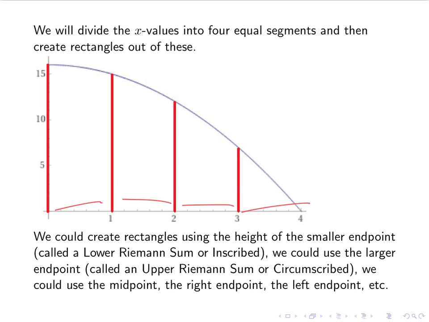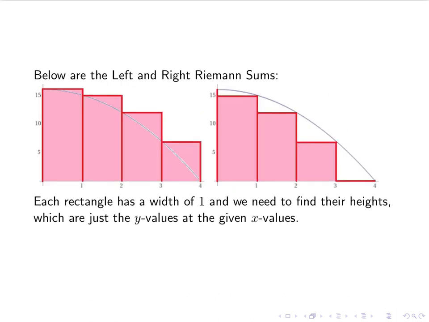We're going to create 4 rectangles with the same width, and then the height of the rectangle depends on the type of Riemann sum that we want. There are things called the lower Riemann sum, which is also called inscribed, and the upper Riemann sum, which is called circumscribed. We have the midpoint, the right endpoint, the left endpoint, and basically anywhere within that first range, say from 0 to 1. If you pick any point in there and make that the height of the rectangle, that's going to be the type of Riemann sum. We're going to focus on left and right Riemann sums.